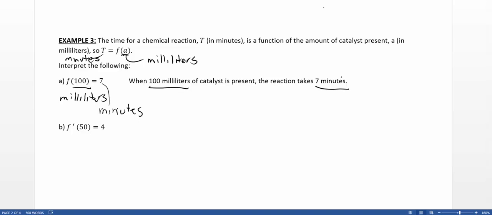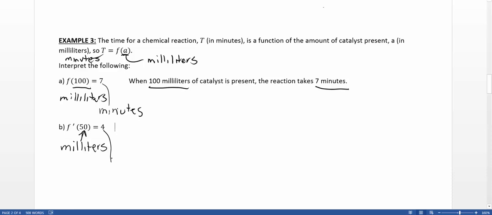Now let's look at part B. Now we're talking about the derivative of this function, and we're talking about f prime of 50 equals 4. So again, the 50 is going to be in milliliters, because again, that is my independent variable. So I'm talking about the reaction when I have 50 milliliters of the catalyst present. That's the point that I'm talking about in this particular problem. Now the 4 is the derivative.